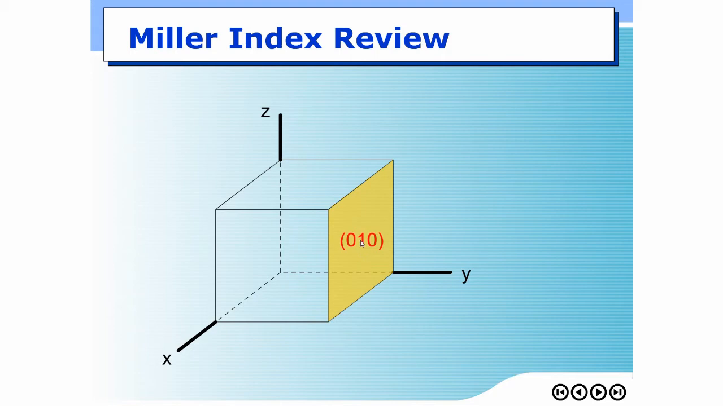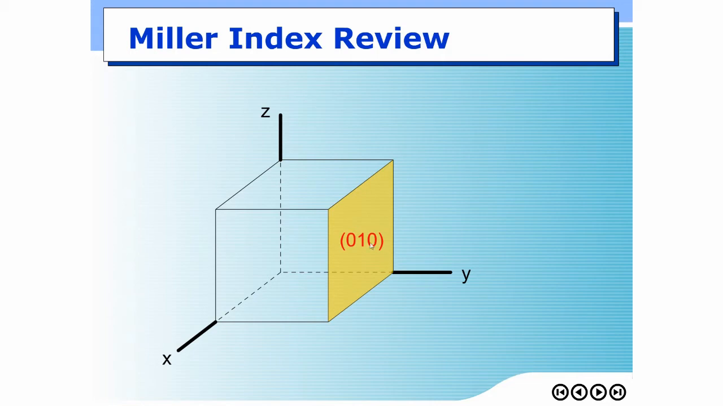So if you take the reciprocal of the intersection, x is at infinity, and the reciprocal of infinity is 0. The intersection at the y-axis is 1 unit, so the inversion of 1 over 1 would be 1, right? And for the z-axis, the intersection is at infinity again, so the reciprocal would give 0. So these three numbers, 0, 1, 0, are called the Miller index.